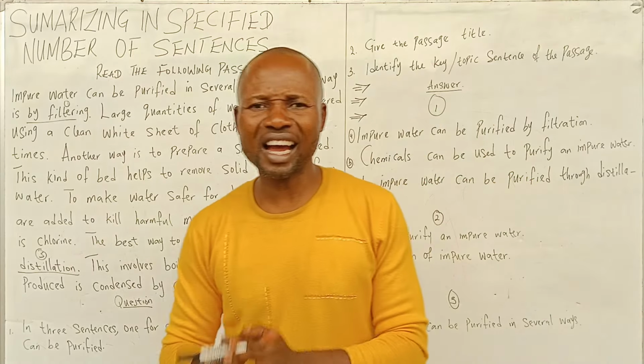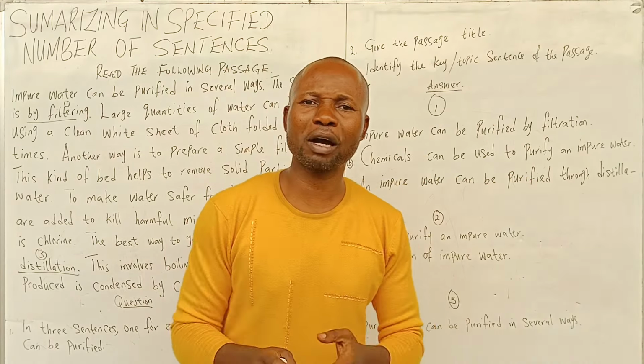So these are 3 ways. Number 1, by filtering. Number 2, by adding chemicals. Number 3, through distillation. How do you get this distillation? By boiling the water. So this is my answer here to question 1, which says, in 3 sentences, 1 for each, state the ways impure water can be purified.